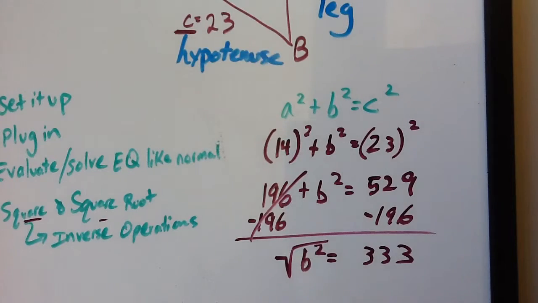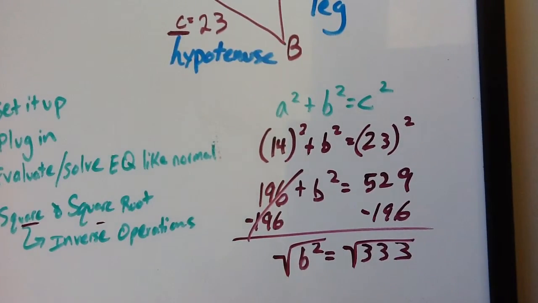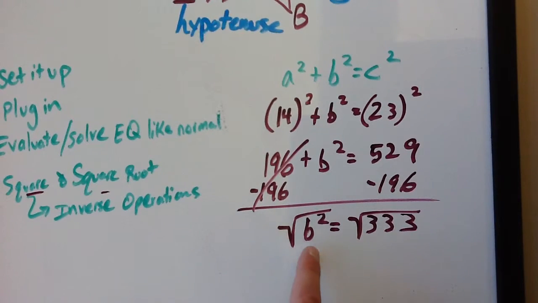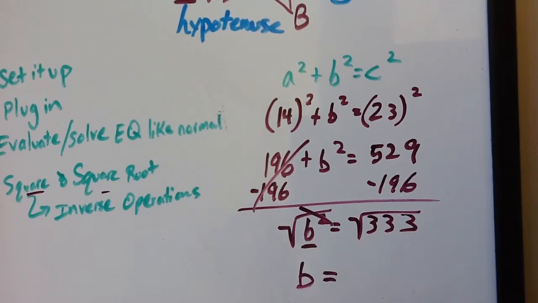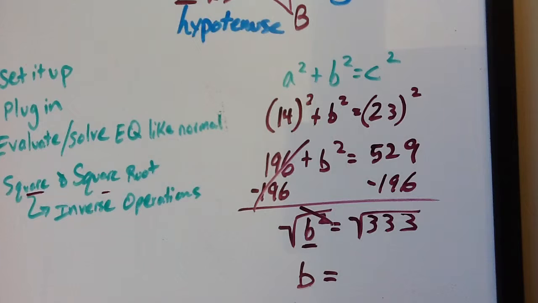And of course, if I take the square root of one side, I take the square root of the other side. That's the golden rule for equations. Whatever you do to one side of the equal sign, you do the same exact thing to the other side. So what's the square root of b squared? Well, they essentially cancel one another out. They undo one another. So all you're left with is b, which is what you want. You want to know what b is. So b is the square root of 333.